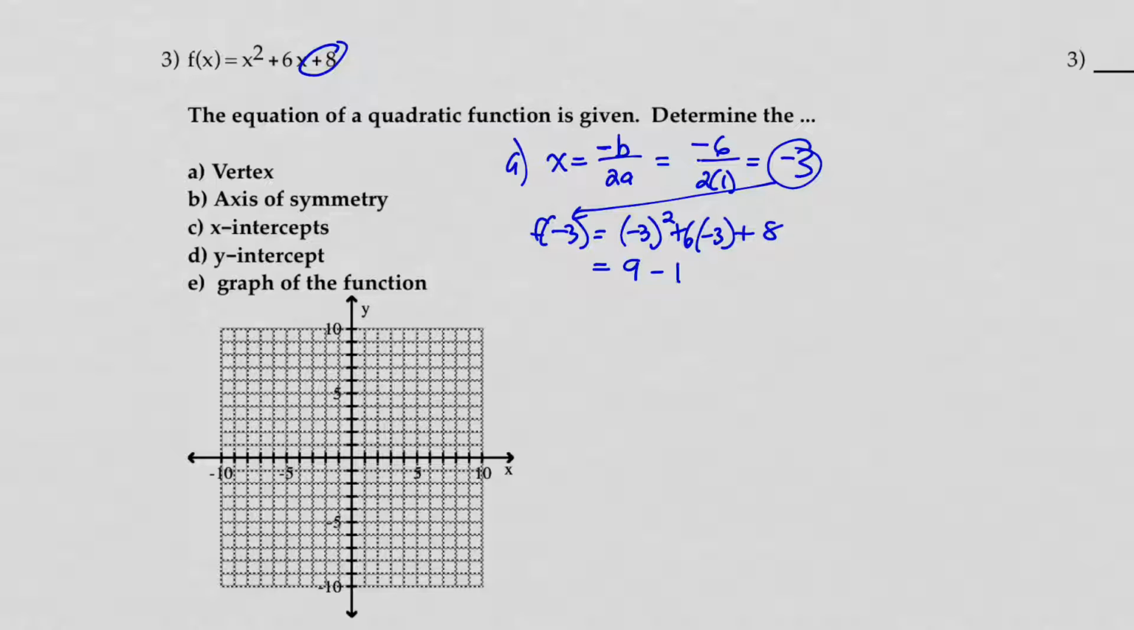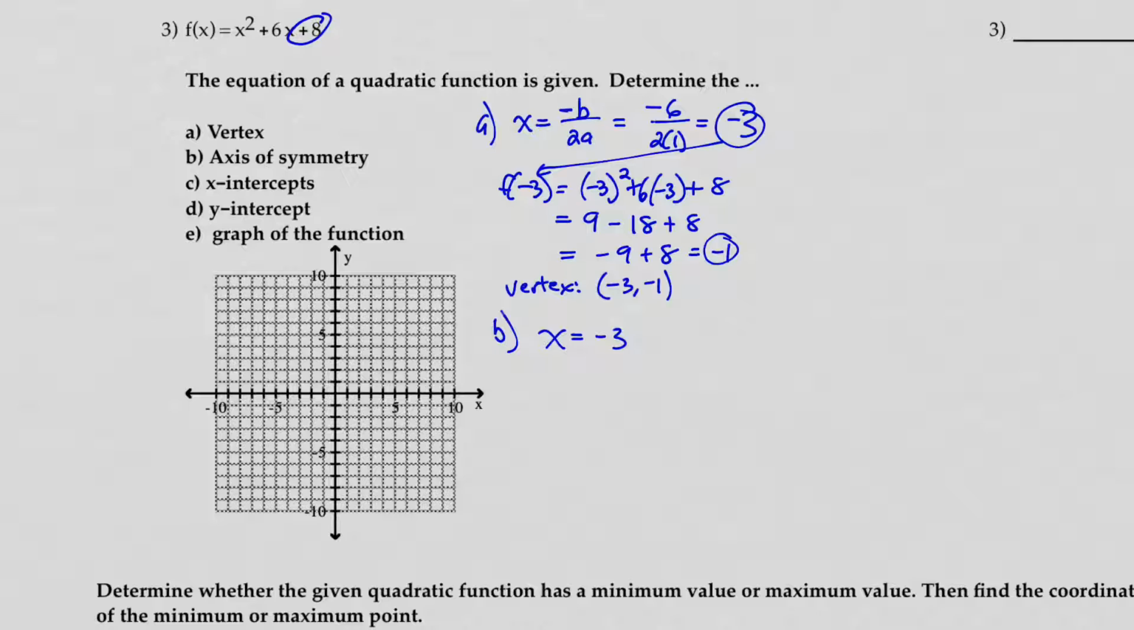So 9 minus 18 plus 8. So that's -9 plus 8, which is -1. So final answer for A, the vertex, is -3, -1. Okay, let's go to B. Axis of symmetry is just going to be the x coordinate of this. Alright.